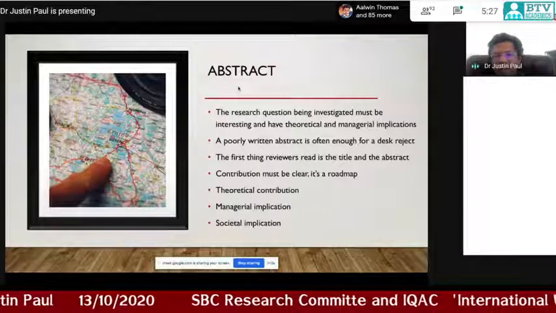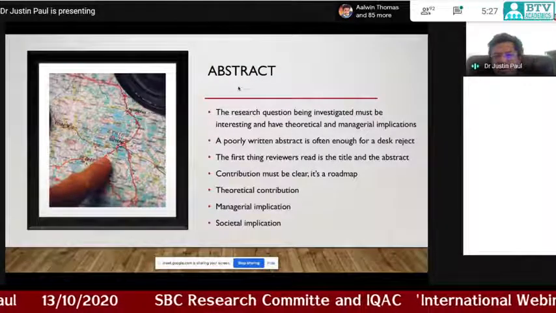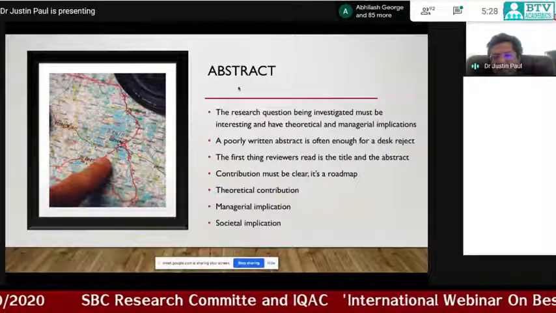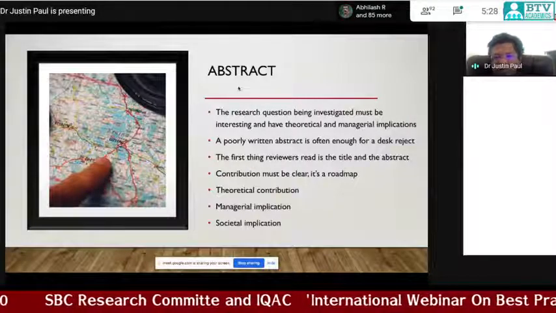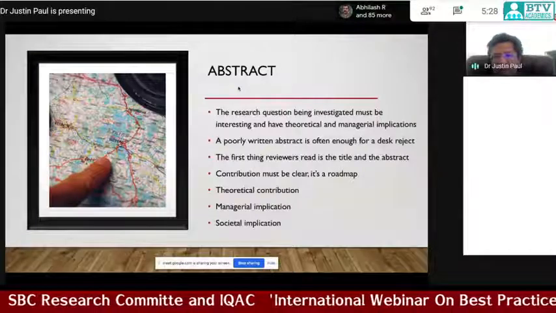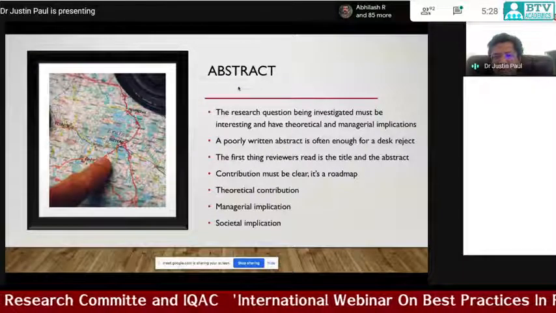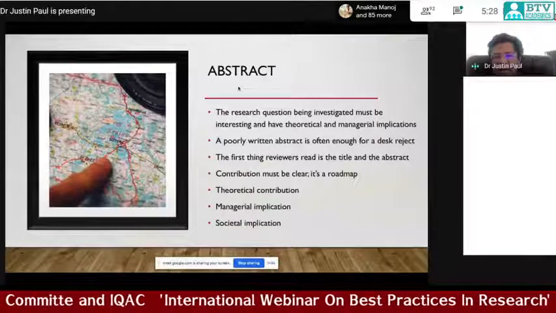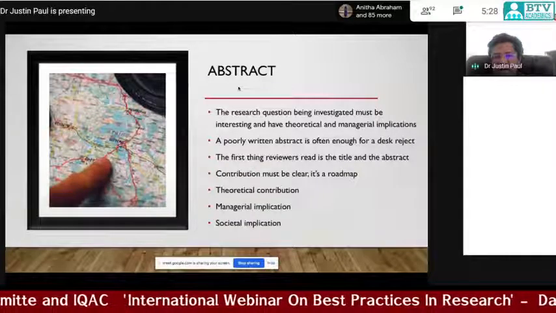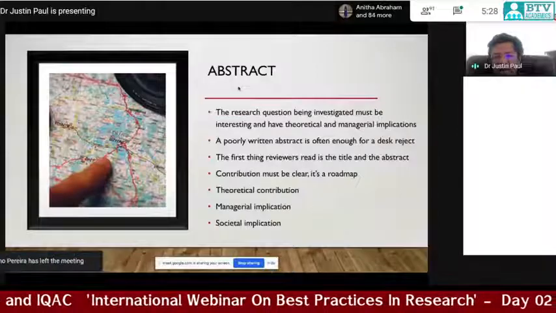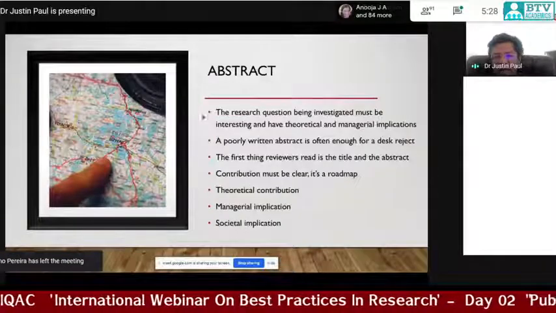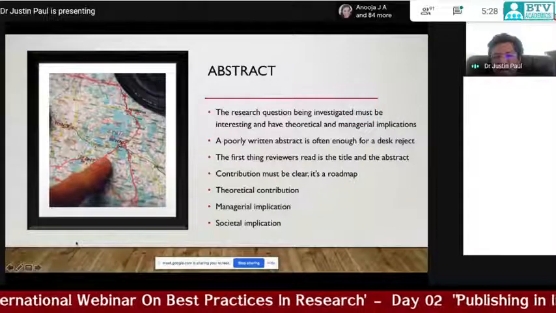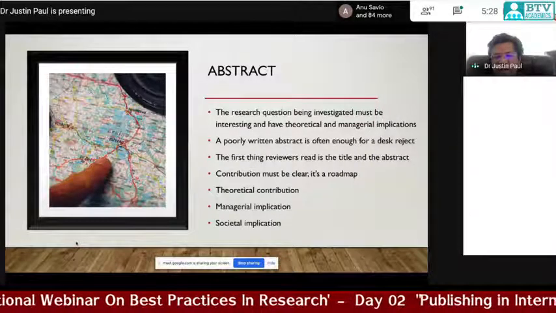Almost all journals require abstracts. You have to highlight the research question being investigated, the contribution of your paper, and the findings of your paper. What you found in this paper needs to be highlighted in the abstract. Normally it is less than 200 words. So you should know how to articulate and write your abstract within 200 words.